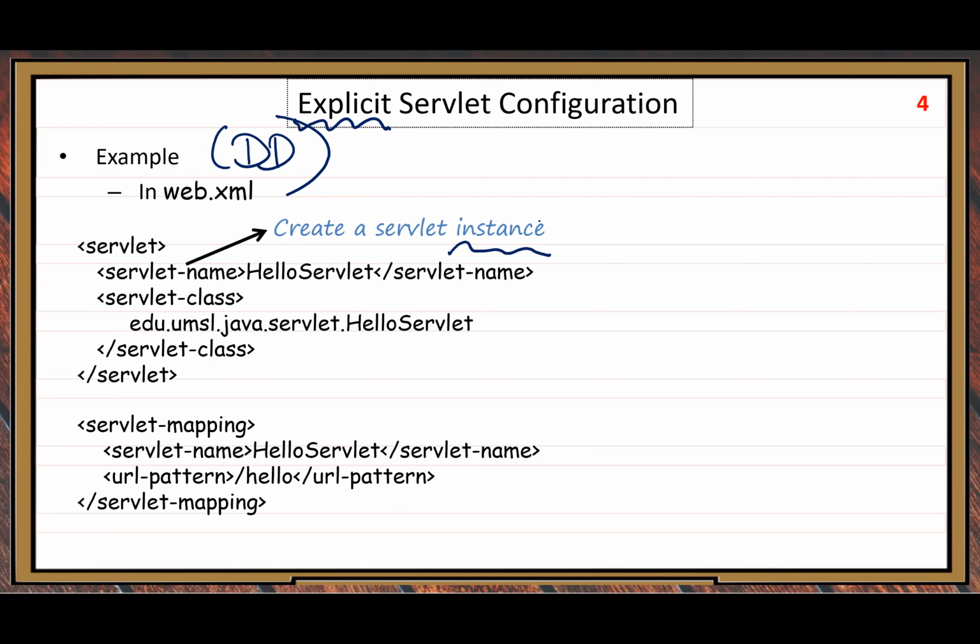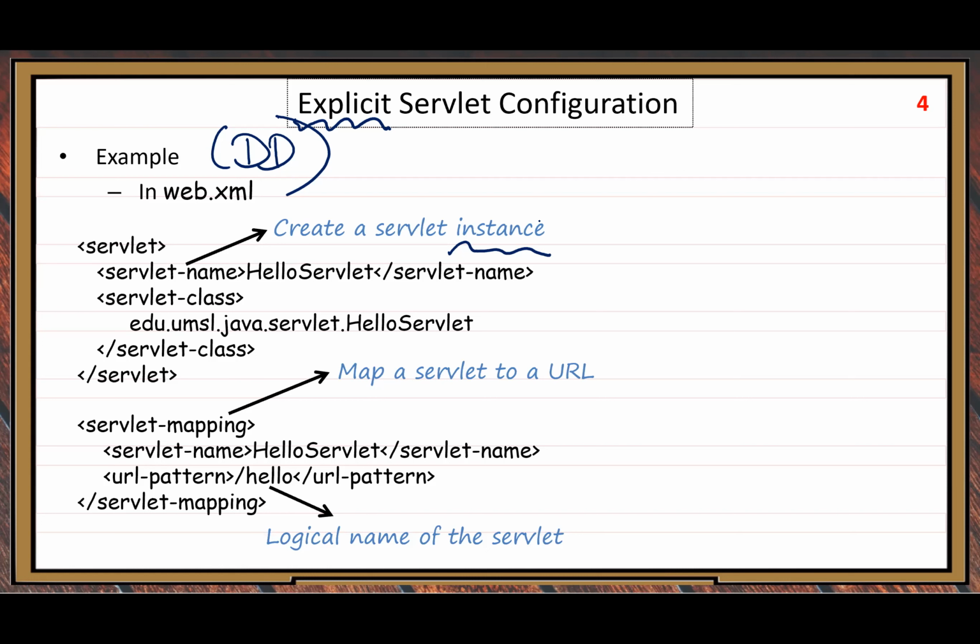This is the only way people can use. The implicit way was later added, a relatively new way. So let's look at it.